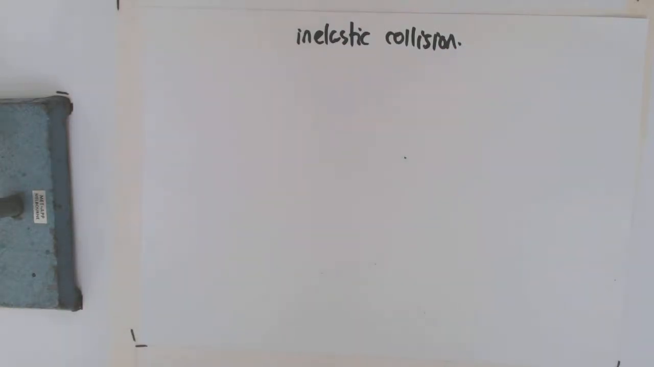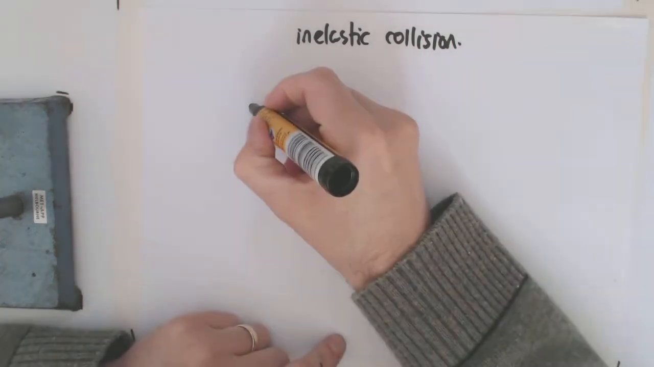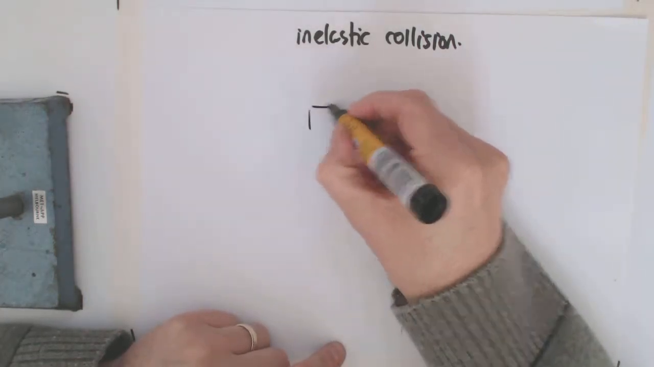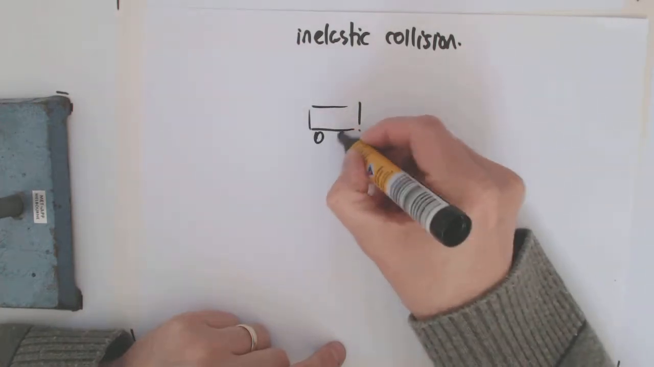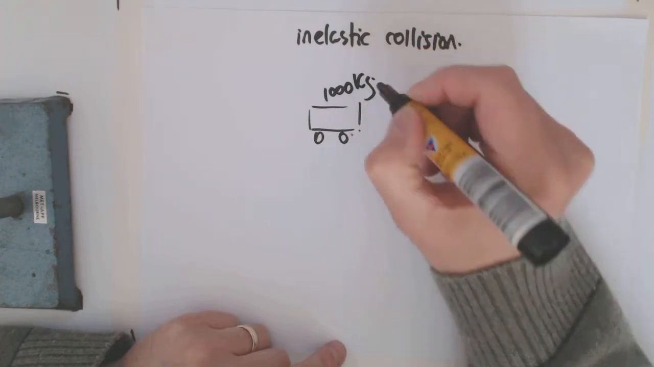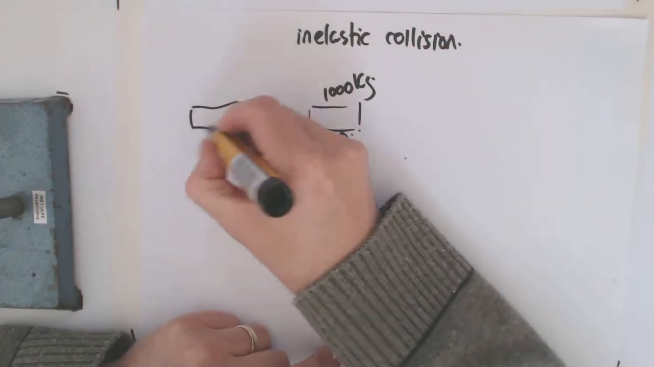Alright, inelastic collision is where the two objects stick together. So this could be, let's have a look. We'll make it like two trains. This train's sitting here. It weighs 1,000 kgs. It's not moving. We've got another train comes along.